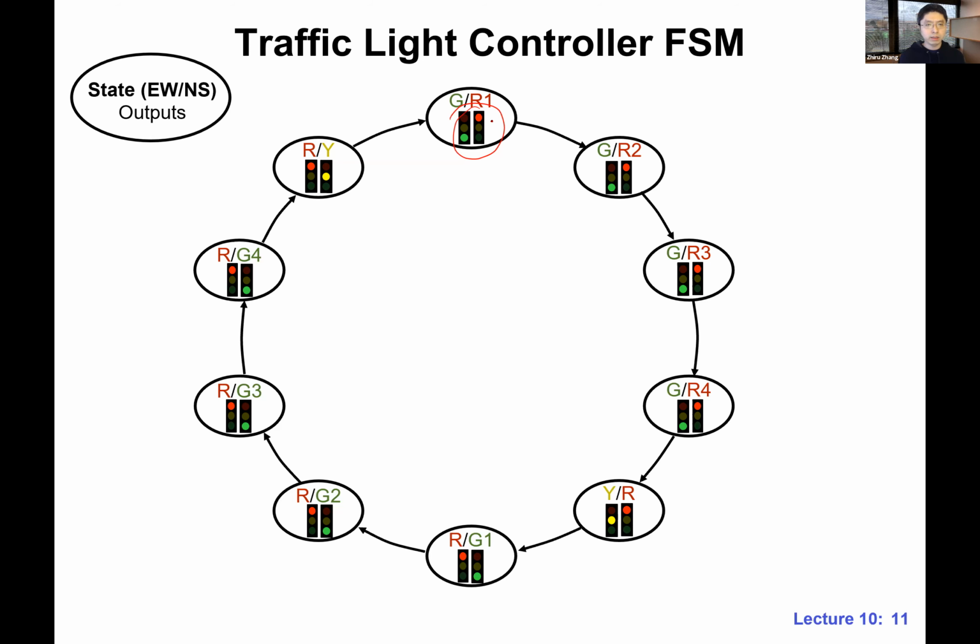We have 10 states, right? How many bits do we need to come up with a binary encoding? How many? 10 states. Okay, 4. Okay, very good. You can just do this, right?